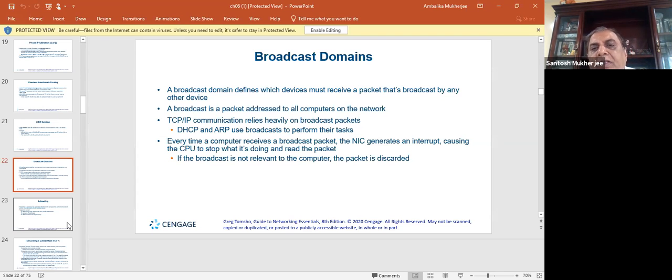So basically, whenever a broadcast happens, the network interface card generates an interrupt. The NIC checks and filters whatever broadcast packets come across these domains. The computer has its own NIC card, which immediately stops and checks the broadcast. The NIC filters it, and if the broadcast is not relevant to the computer, the packet is discarded. Sometimes if there is spam, the broadcast message is discarded by the individual computer's NIC.